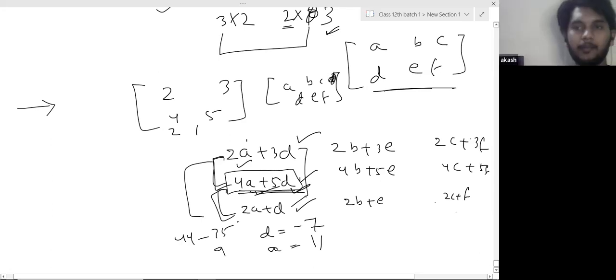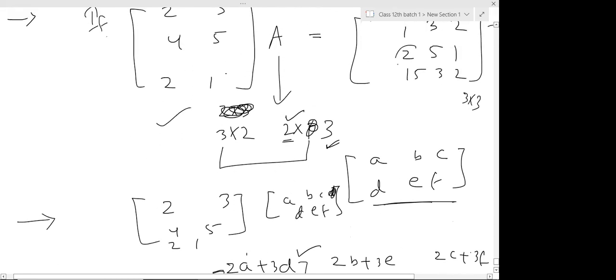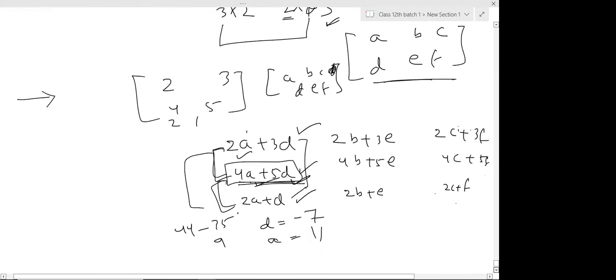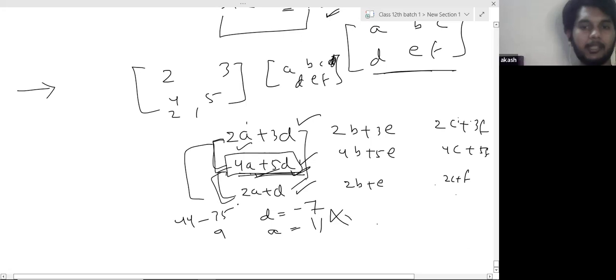And in the question we have 2. So this answer doesn't satisfy equation 2, right? Yeah, it doesn't. So this is not a solution for this matrix.